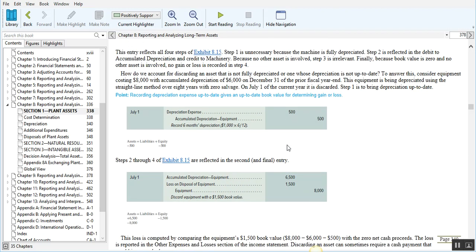So here, for example, they have an asset worth $8,000. They're going to dispose of it. They're not going to sell it. They're just going to get rid of it. You credit the asset for $8,000. You debit the accumulated depreciation for $6,500, and the difference will be a loss on the disposal of the equipment.